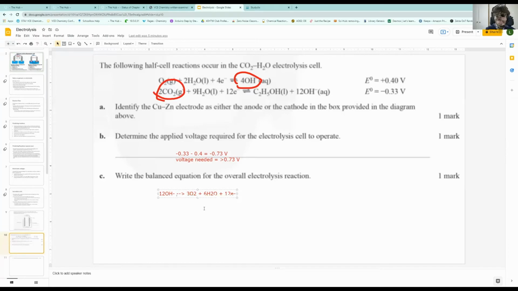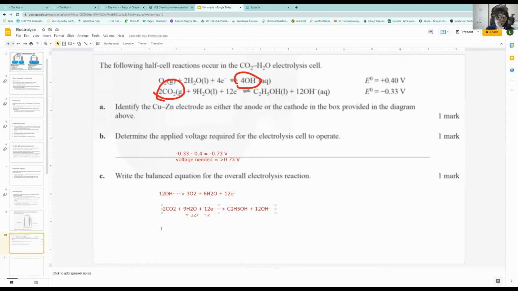And the other one will just be 2CO2 plus 9H2O plus 12e- goes to ethanol molecule and hydroxides. When you do this, the electrolyte should normally balance out. So our hydroxides have balanced out here. Our electrons should also balance out.